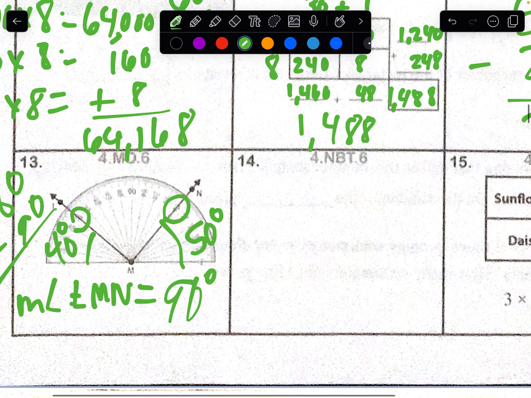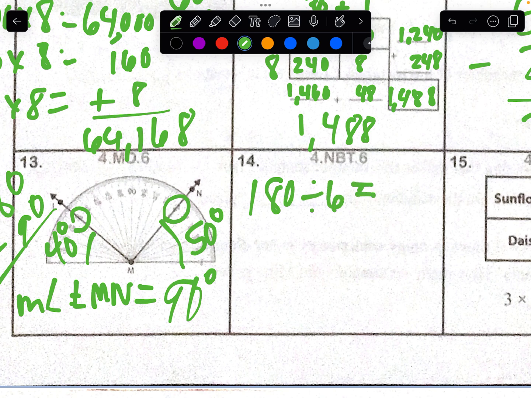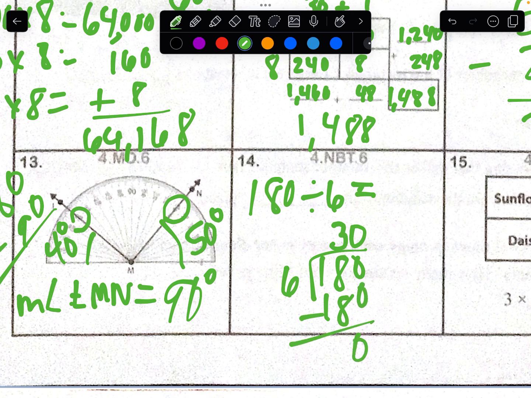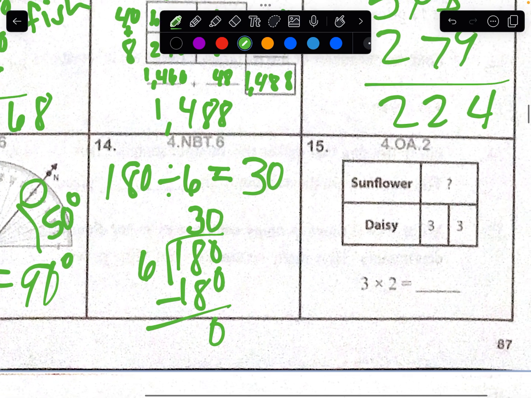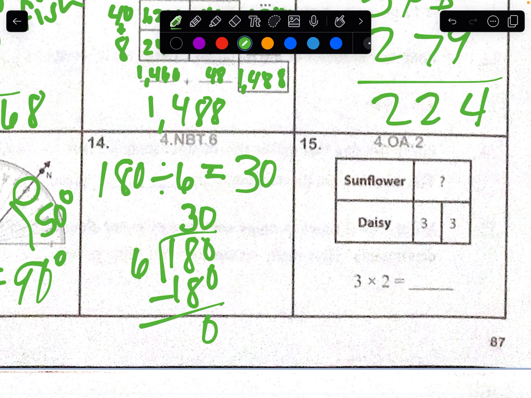Right? 14, you have 180 divided by 6. Okay, looking at this, I can already tell you that 6 will go into 18. If I think about multiples of 6, it's 3. So if I have a 0 there, this is 30 for a remainder of 0. That's your quotient.